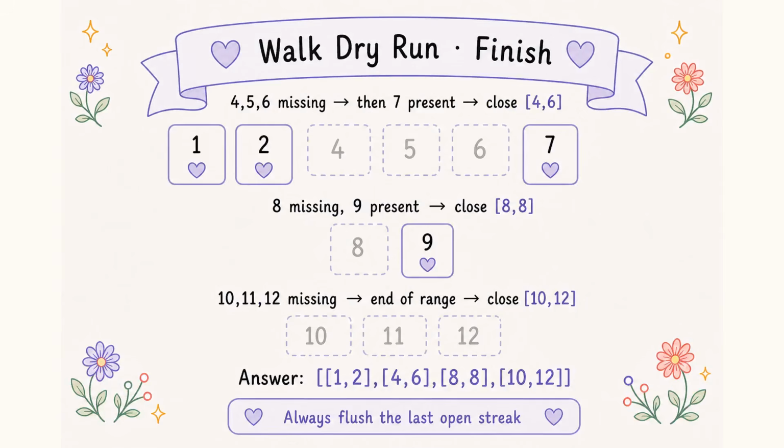Continue the walk. 4, 5, 6 are missing, then 7 is present, so close 4 to 6. 8 is missing, 9 is present, so close 8 to 8. 10, 11, 12 are missing until the end, so after the loop we close 10 to 12. Always flush the last open streak. Final answer matches example 1.